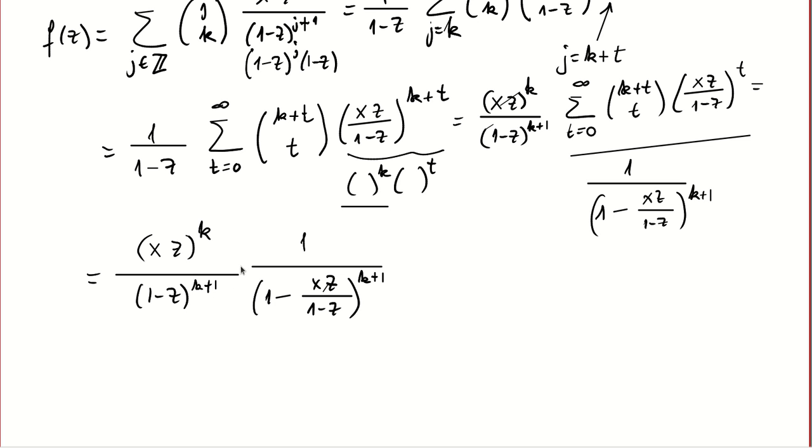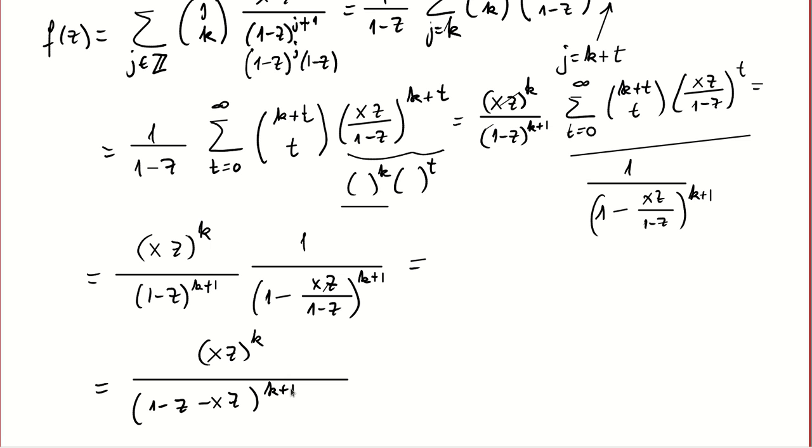To begin with, you see, there is this factor to the power k plus 1, this other factor to the power k plus 1. We can put them together. So what we have is, in the numerator we have this, and in the denominator, if you multiply these two factors together, this factor multiplied by 1 minus z cancels the 1 minus z, and we have x times z to the power k plus 1 there, right?